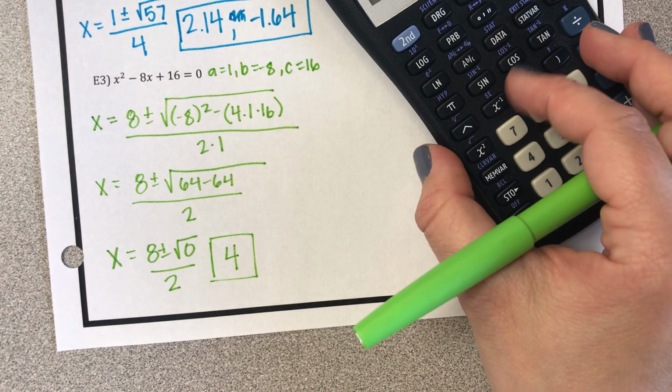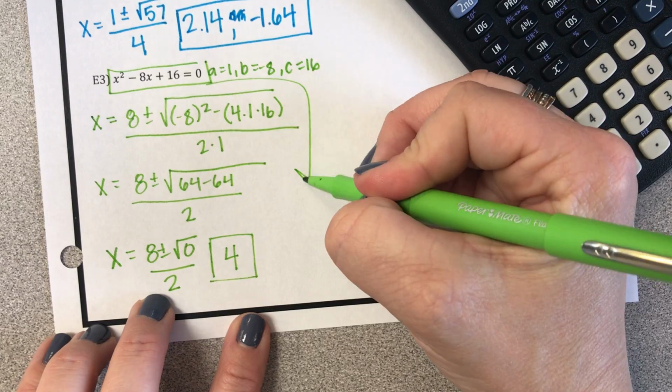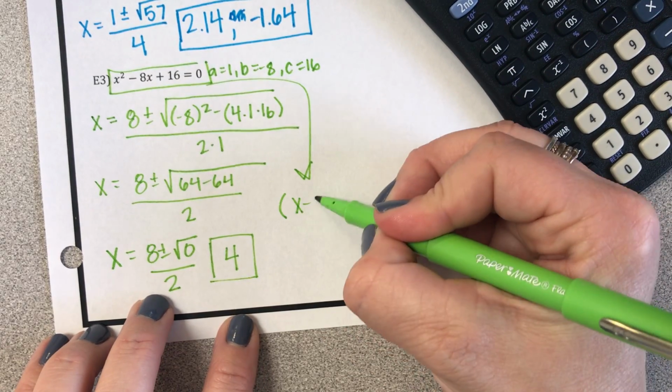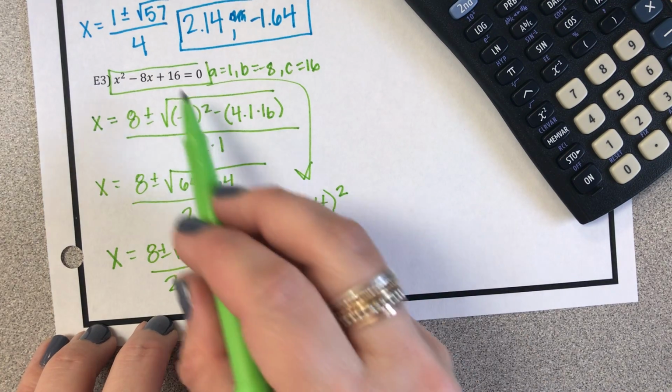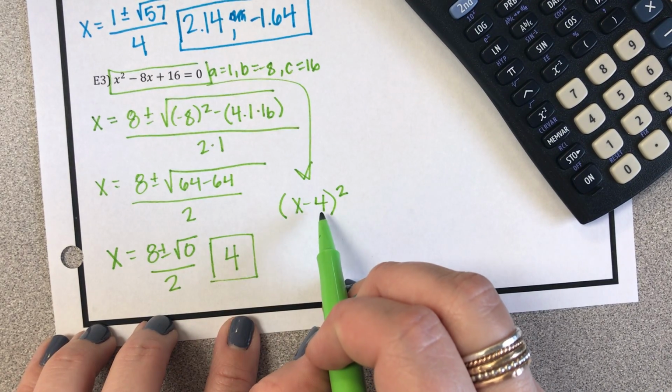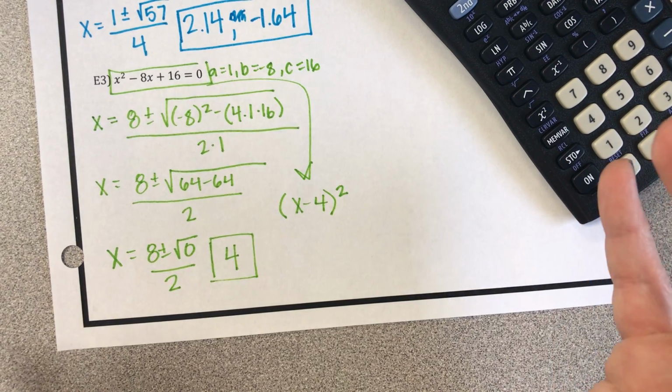Why is that? Okay, well, let's look at this trinomial. What do we know about that trinomial? Right? It's x minus 4 squared, because negative 4 times negative 4 is 16, but negative 4 plus negative 4 is negative 8. See how it's all connected?